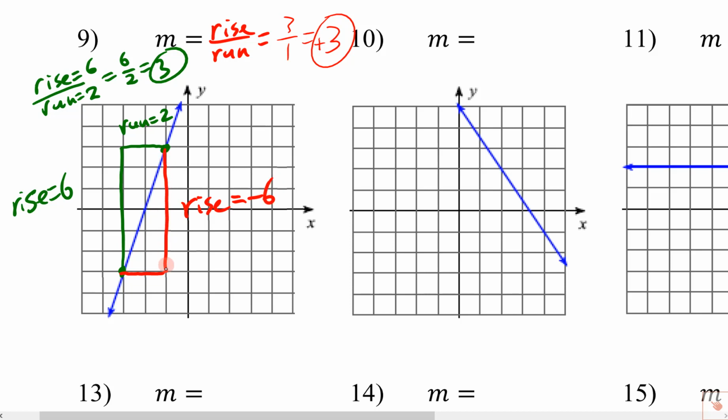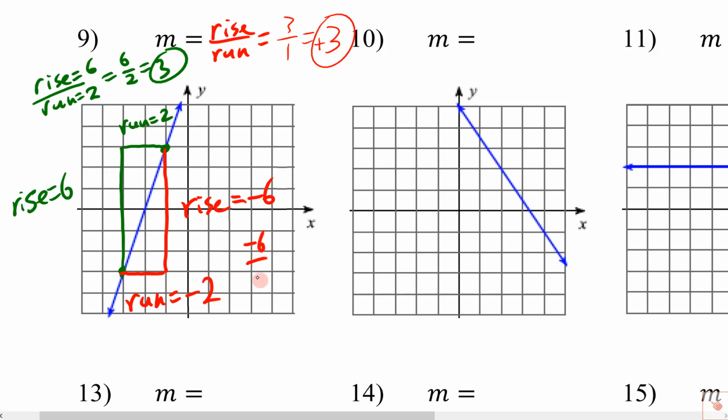So if I'm going the other direction, so if I'm going from right to left, I would go down 6, and then I'd have to go back 2. So think about this. If we go back 2, we're going to the left, so we've got to indicate that we're going backwards. So that would be a run of negative 2. Now take a look.